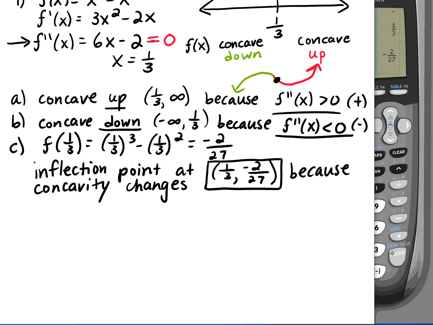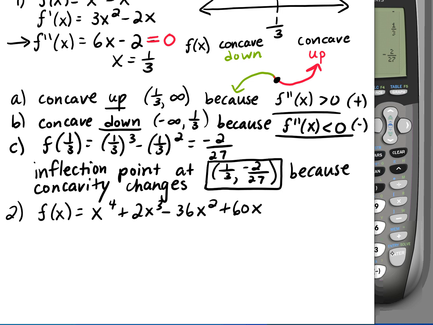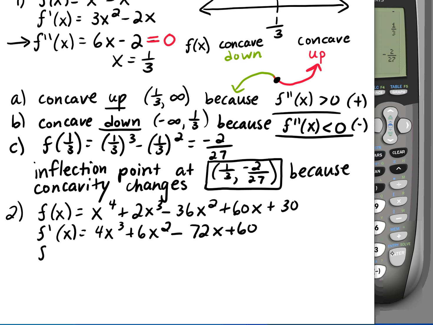Our second one is f of x is equal to x to the 4th plus 2x cubed. Now when you see this and you're thinking, oh, that's going to be my first derivative test, this one would be a little more challenging for sure, but we are doing the second derivative. So we'll get 4x cubed plus 6x squared minus 72x plus 60. We don't have to set that equal to 0 because we are doing the second derivative test. So if we take the second derivative, we get 12x squared plus 12x minus 72. And we're going to set that equal to 0.